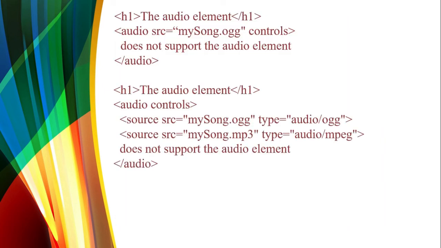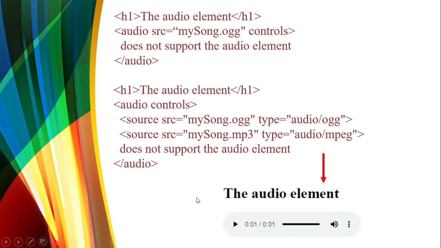Let's see an example. When you use the audio tag, you can write the code like this. If you add many source tags, then you have to write the code like this. The web browser decides which type of audio file to use within the web page. The output is like this. When the user clicks this button, then the audio file opens.